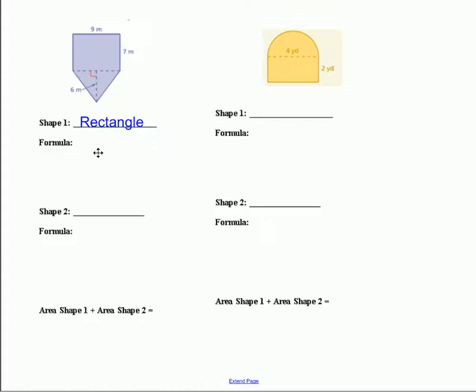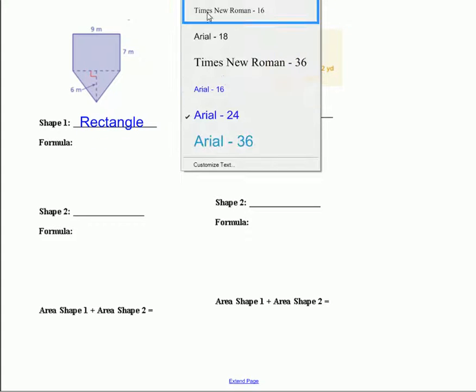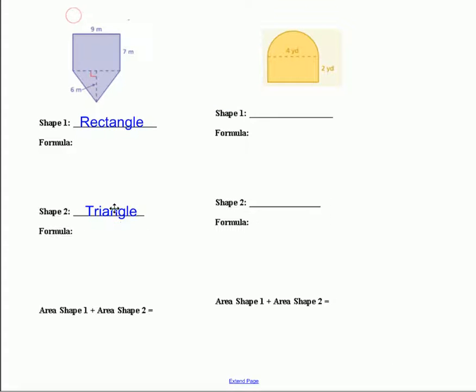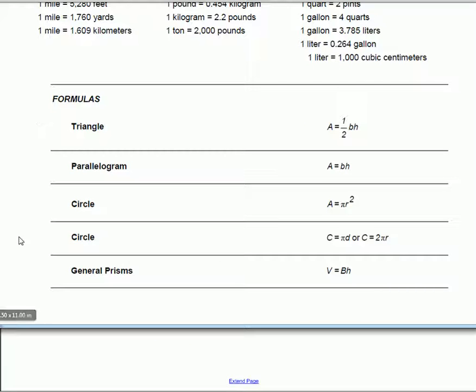Now, what is the formula for that? Well, we'll come back to that. The second shape besides a rectangle is a triangle. So that's my second shape. So I'm going to need two formulas. I'm going to need the formula for a triangle's area and the formula for a rectangle's area. Now, where on earth are we going to find that? Maybe your formula sheet.